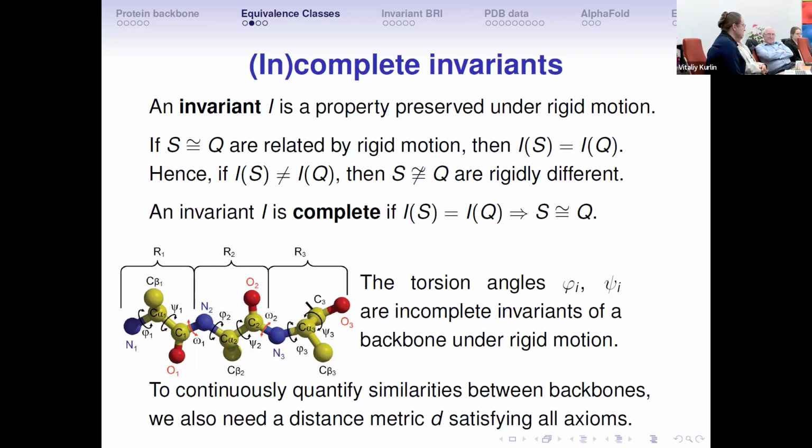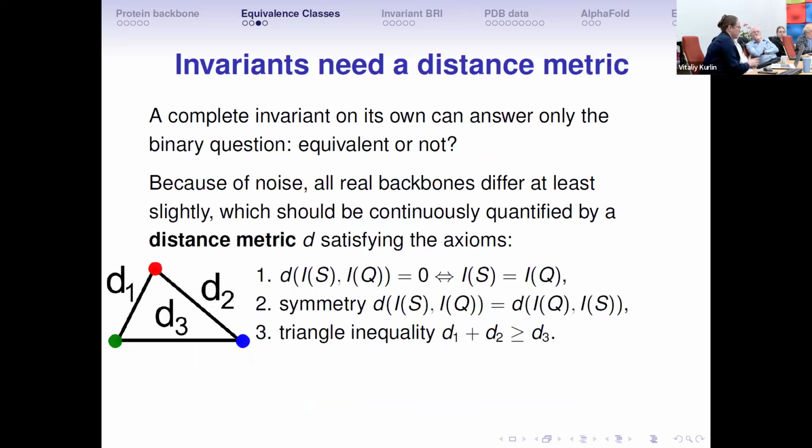Okay, but as mentioned, yes, rigid motion is nice, but not enough even for the induced fit lock mechanism, which means that we would like also to have something to quantify small dissimilarities, or not so small dissimilarities. For proteins, it's particularly essential to have a distance metric. And again, reminding from the previous speaker, here is the definition of a distance metric. That is a function that satisfies the following three axioms.